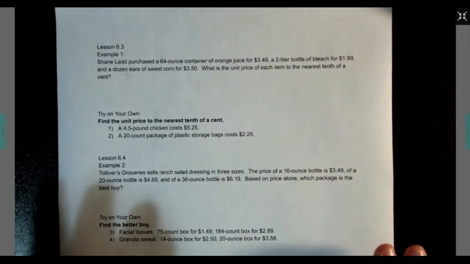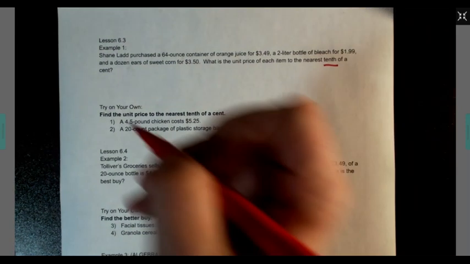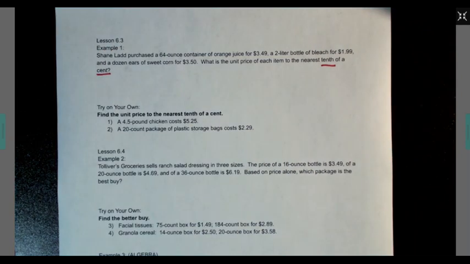Let's take a look at today's lesson 6.3. The first question we're going to cover is example 1. Shane Ladd purchased a 64-ounce container of orange juice for $3.49, a 2-liter bottle of bleach for $1.99, and a dozen ears of sweet corn for $3.50. What is the unit price of each item to the nearest tenth of a cent? Tenth of a cent.